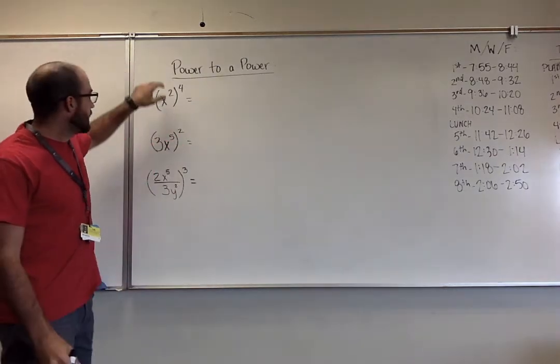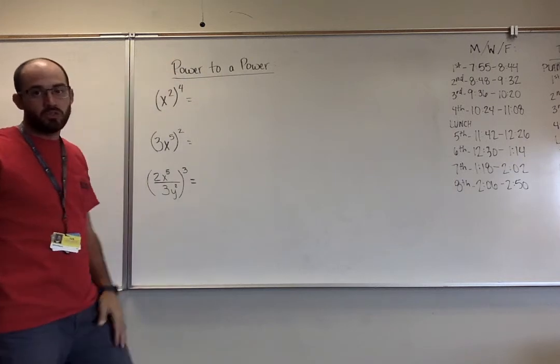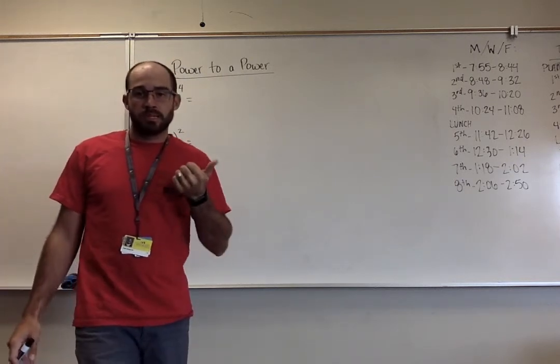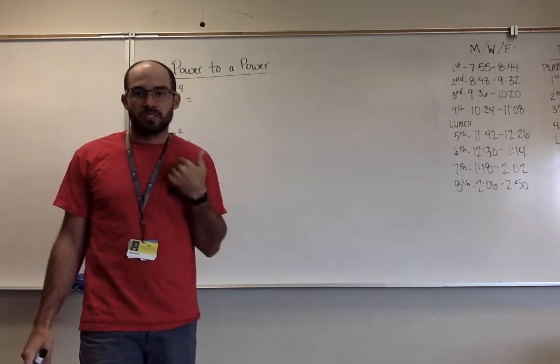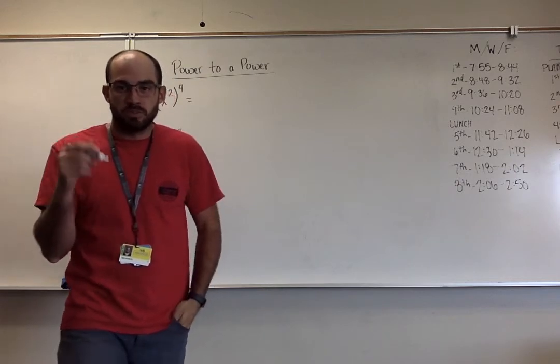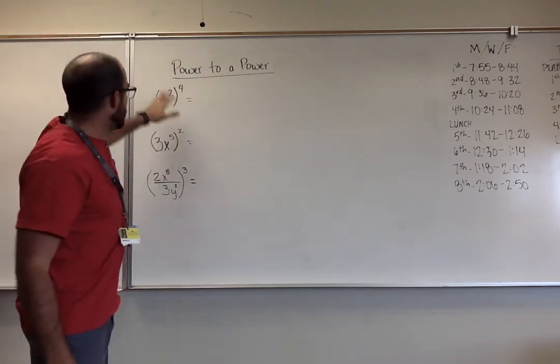Today we're going to be looking at our power to a power rule. So far we've done our product rule, where when we see multiplication with the same base, we're going to add the exponents. We've seen our quotient rule, where when we're dividing with the same base, we subtract the exponents. Today we're going to deal with a rule called power to a power.